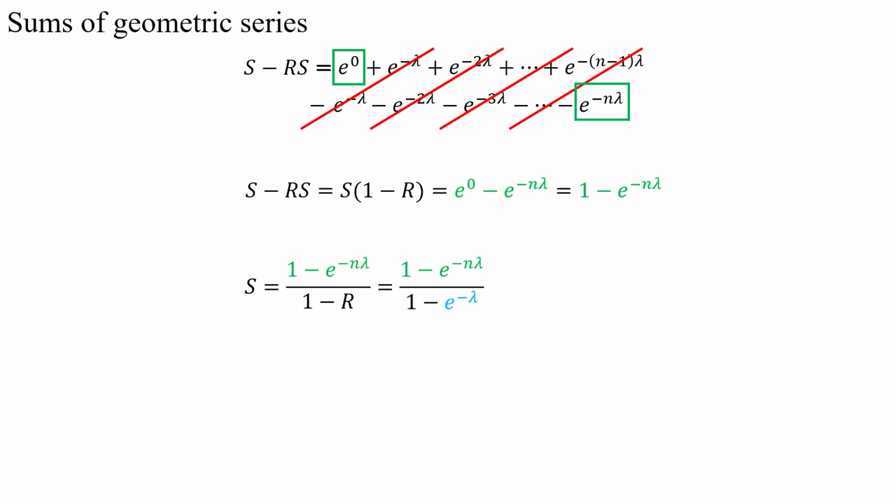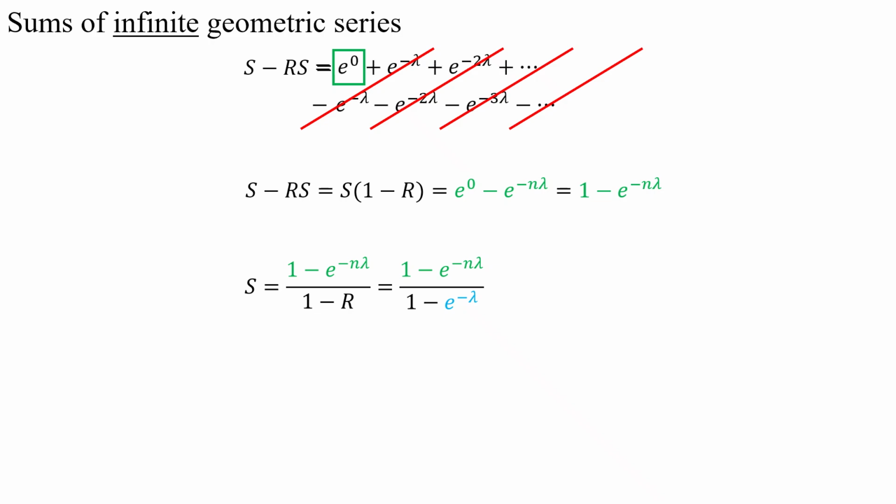Now, one more addendum here. What we've done here is technically the sum of a finite series, right? We had a finite number of terms in our geometric series. But we could also do this for infinite series. When we do this for infinite series, now our S and RS terms simply go on forever. There is no termination to them, right?